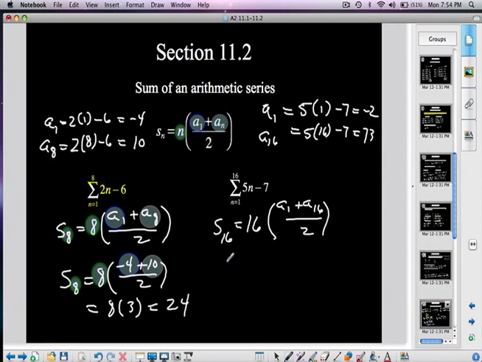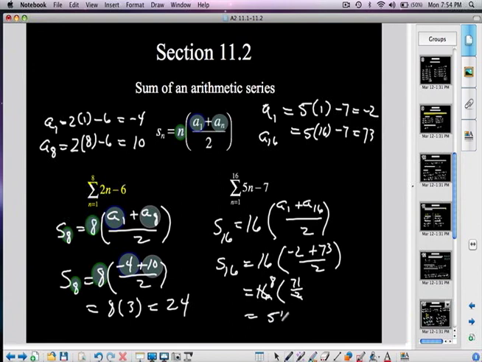Okay. When I pop these in here, the sum of 16 terms is going to be 16 times negative 2 plus 73 divided by 2, which is going to be 16 times 71 halves. 2 will cancel with the 16 and leave 8. And 8 times 71 is going to be 568 for the sum of 16 terms.